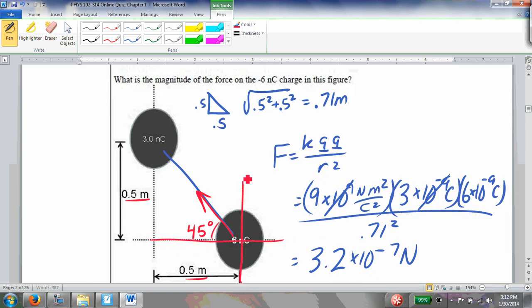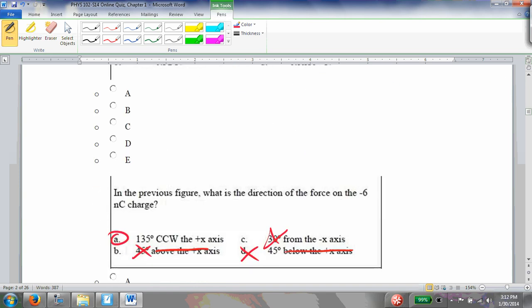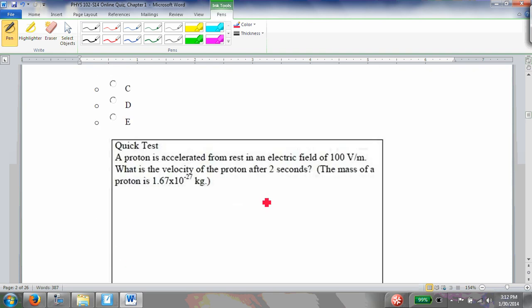So that's saying that this angle is 135 degrees. Well, I know this angle is 90, and this angle is 45. So indeed, that is 135 degrees from the positive x-axis. So that is the correct answer.